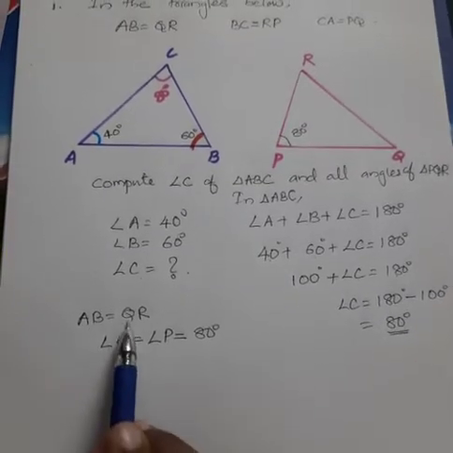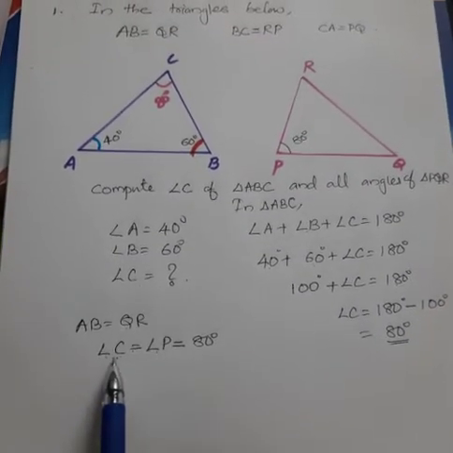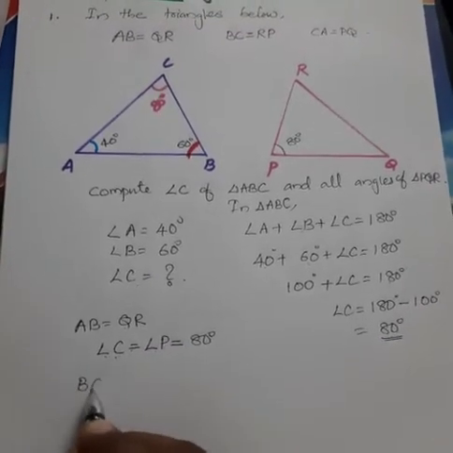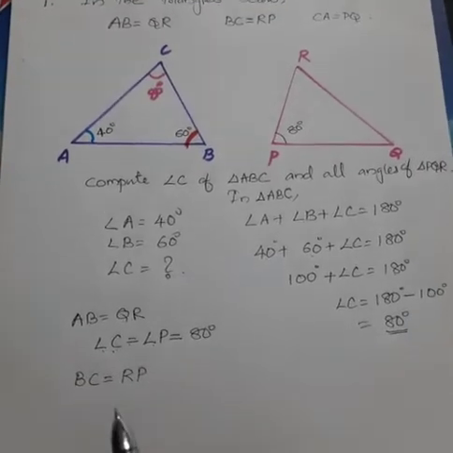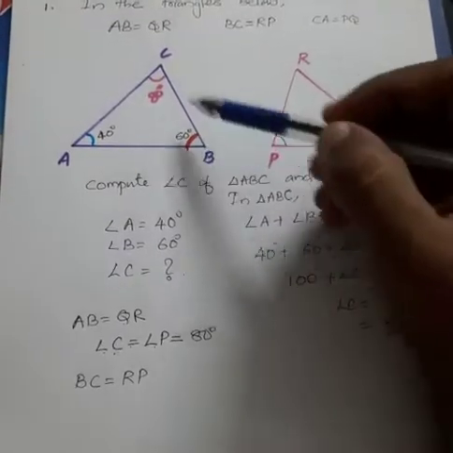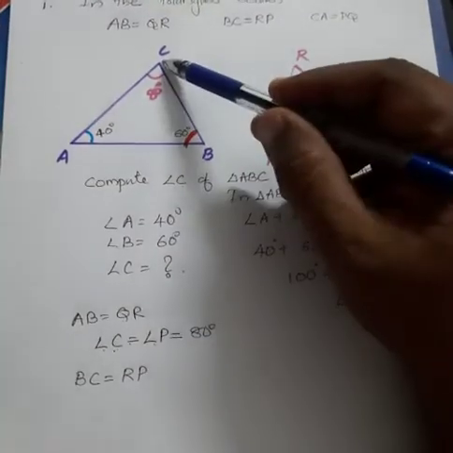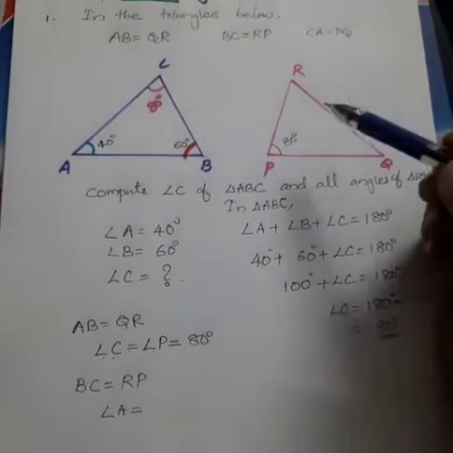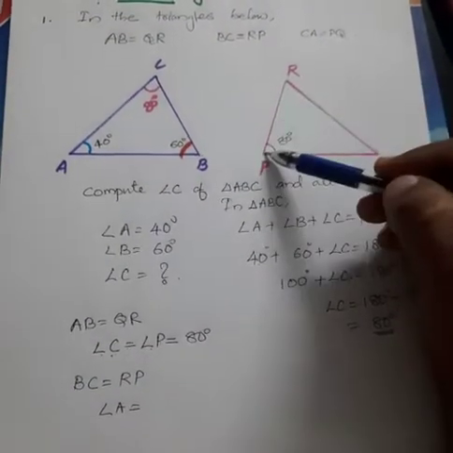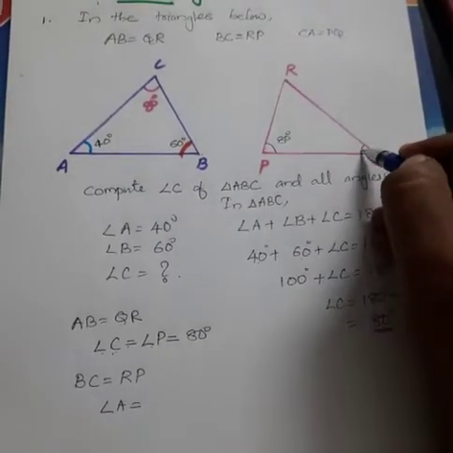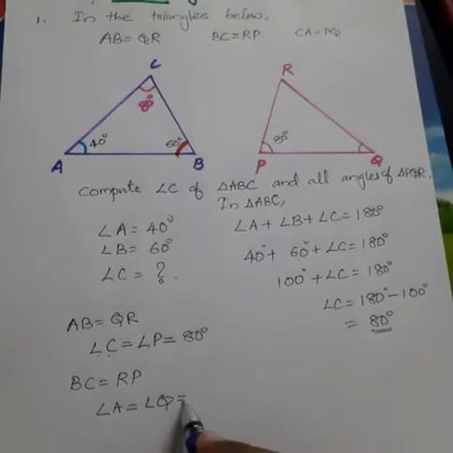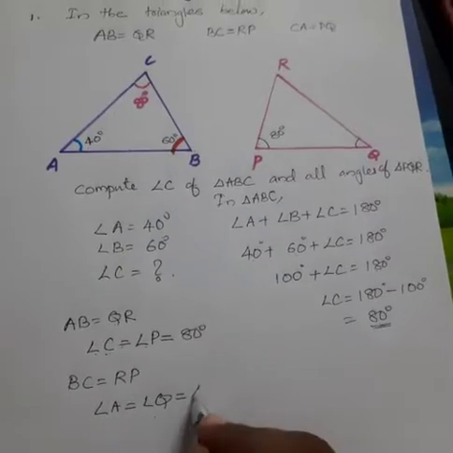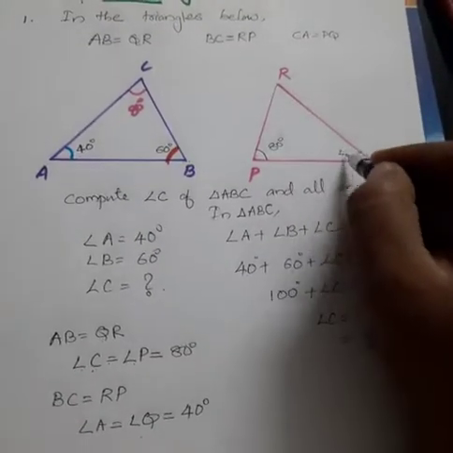So the sides are equal, the opposite angles are also equal. So we got the angle as 80. The next side is given as BC is equal to RP. In the first diagram, what is BC? B to C. The opposite of BC is angle A. So angle A is equal to, then RP. The opposite of RP is angle Q. So angle Q is equal to, and what is the value? Angle A is already given here, 40. So angle Q is also 40 degrees. So substitute that value there.